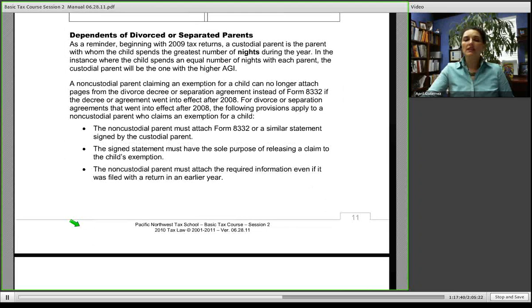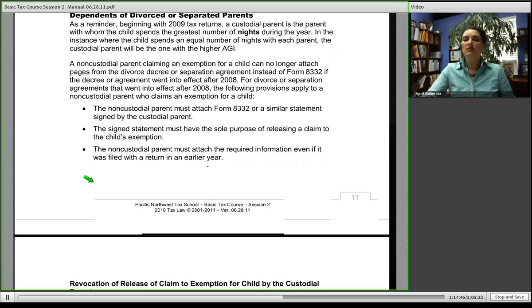So what that's saying is Form 8332 or its equivalent has to be attached to the return of the non-custodial parent every year.